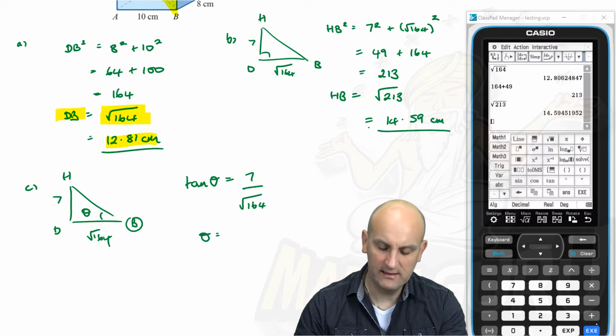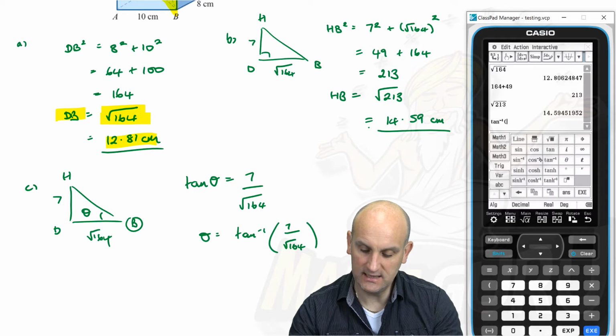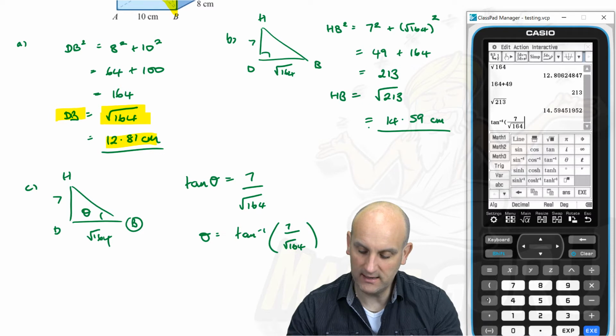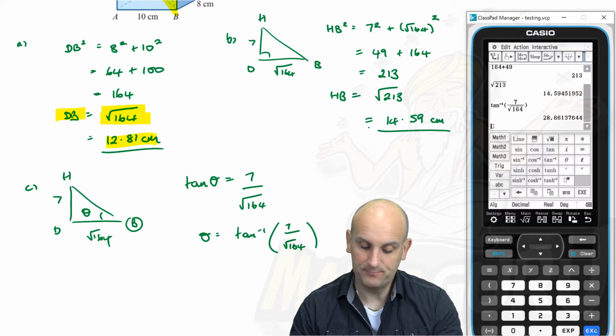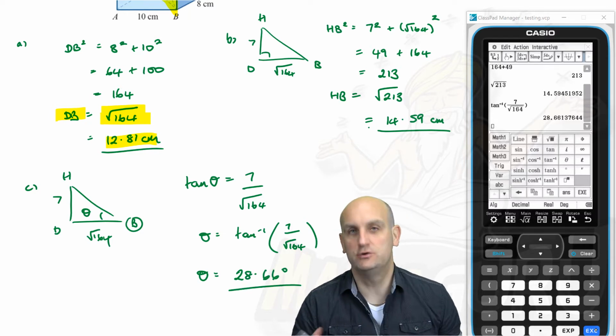So theta is going to be tan to the -1 of 7 on the square root of 164. And fabulously, my calculator can do this for me. So go to trig. Let's do tan to the -1 of a fraction. We're going to do 7 divided by the square root of 164. Close my bracket in the right place, hit enter, and we end up with an angle of 28.66 degrees. Again, I'm going to leave that to 2 decimal places.